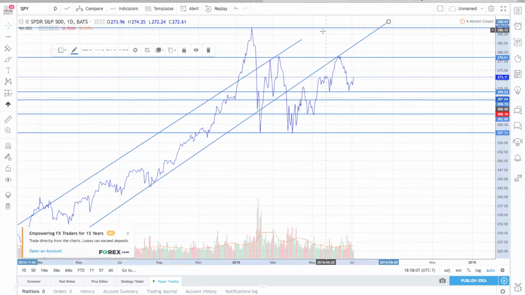The important things that you need to know is that these horizontal lines need to have two points. These trend lines need to have three points. The more points of contact, the stronger that support, resistance, or that trend line is. Good.